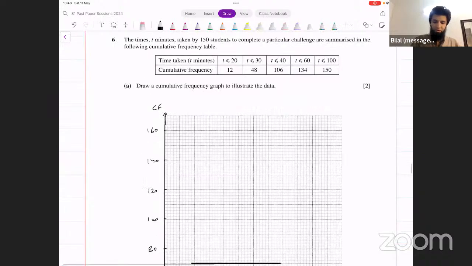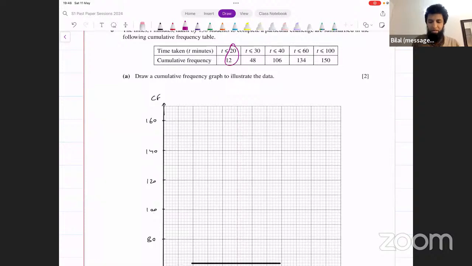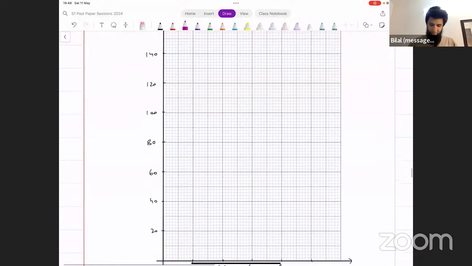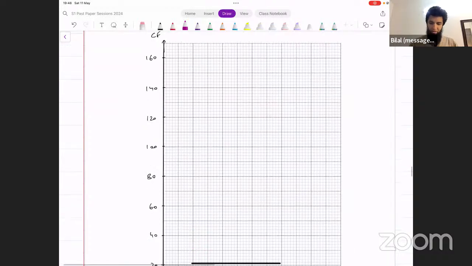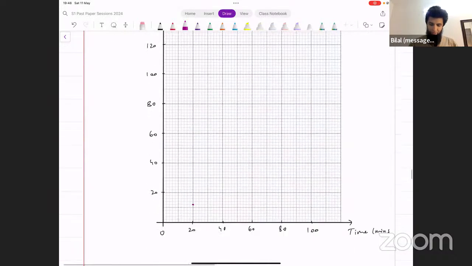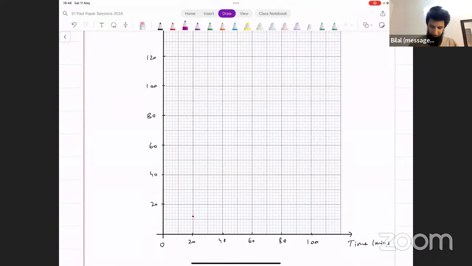Okay, let's mark those points quickly. These are the points that you have to mark: 20, 12, 30, 48, and so on. So what's the first point? 20 and 12. At 20, we've got 12 on the vertical axis. This is the first point. And then at 30, we have 48, 30 and 48. That will be here.